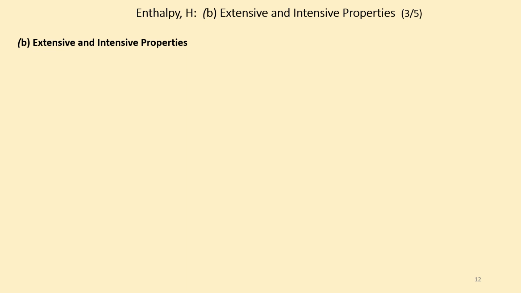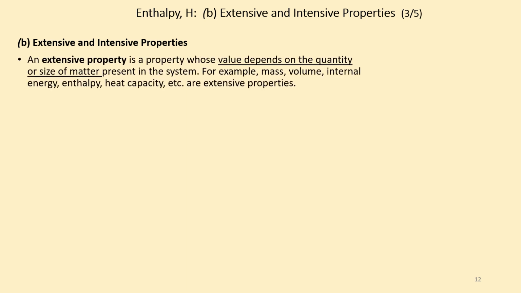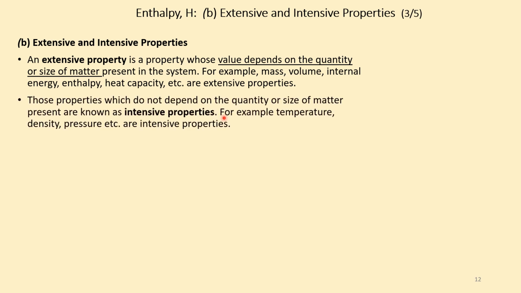Next is extensive and intensive properties. An extensive property is a property whose value depends on the quantity or size of the matter present in the system. So an extensive property is a function of quantity and size of the matter. For example, mass, volume, internal energy, enthalpy, heat capacity, etc. are extensive properties. Those properties which do not depend on the quantity or size of the matter present are known as intensive properties. For example, temperature, density, pressure, etc. are intensive properties.